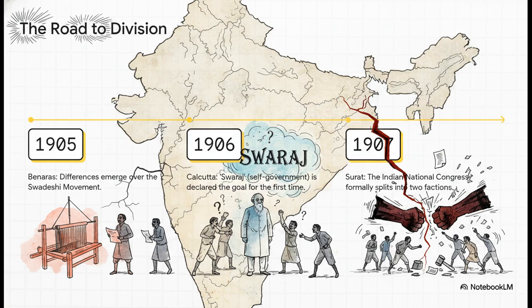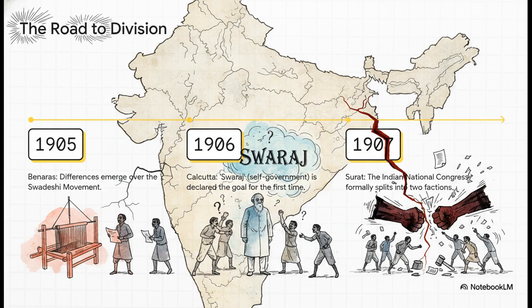unravel over 3 years. In 1905, in Benares, you see the first signs of trouble. The moderates, who were in charge, passed a pretty tame resolution against the partition. The extremists wanted something way more aggressive. Fast forward to 1906 in Calcutta, and the tension is much higher. They bring in the respected Dadabhai Naoroji as a compromise president to keep the peace. And it's here that Swaraj, or self-government, is declared the goal. But here's the catch. They didn't define what it meant, so both sides could pretend it meant what they wanted.